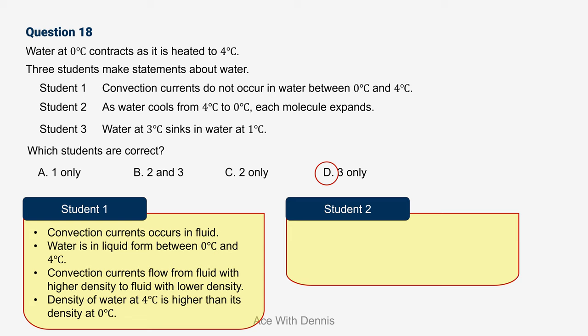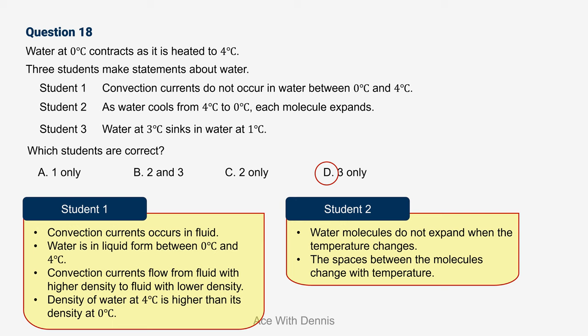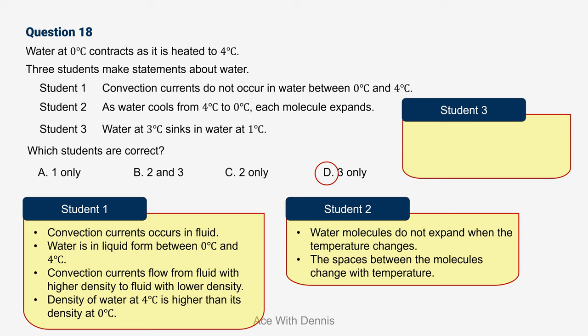So how about the statement for student 2? Student 2 states that as water cools from 4 degrees Celsius to 0 degrees Celsius, each molecule expands. Water molecules do not expand when temperature changes, but the spaces between the molecules change with temperature. Therefore, the statement for student 2 is incorrect. For student 3, the statement is correct. As mentioned in the question, water at 0 degrees Celsius contracts as it is heated to 4 degrees Celsius. When it contracts, the density gets higher. So the density of water at 3 degrees Celsius is higher, since it contracts, than the density of water at 1 degree Celsius. Therefore, water at 3 degrees Celsius sinks in water at 1 degree Celsius.